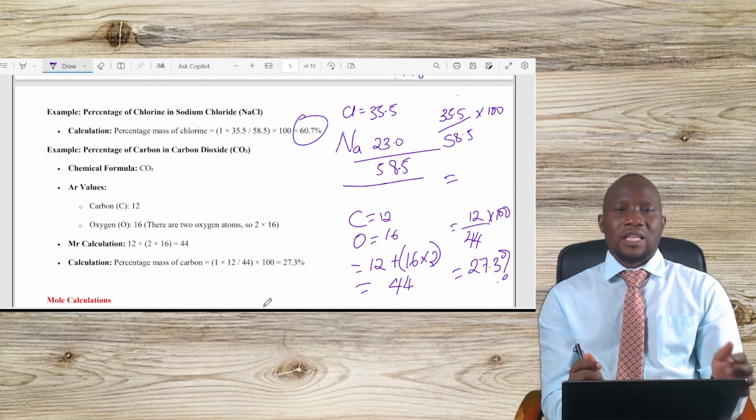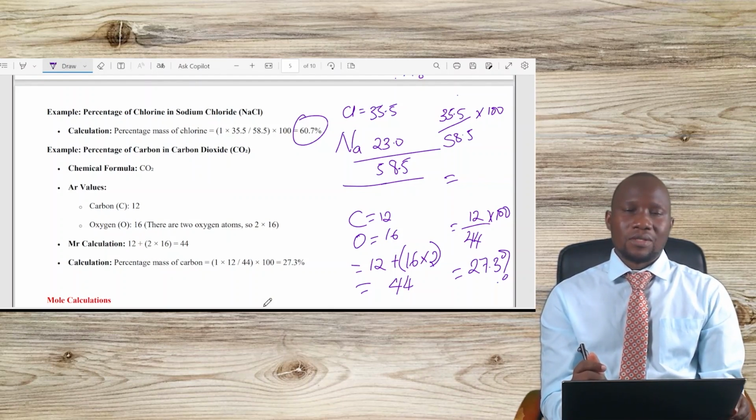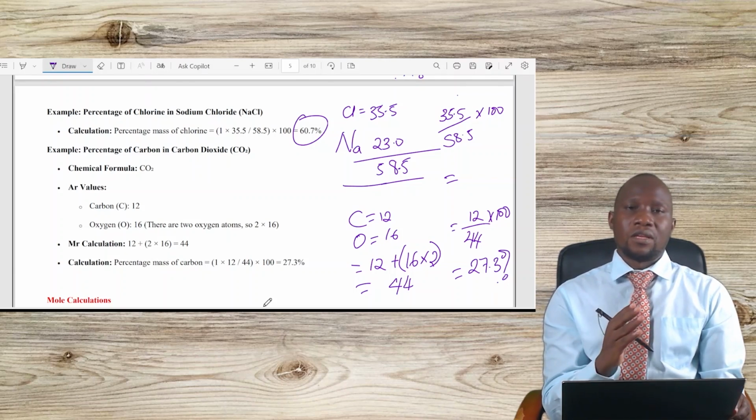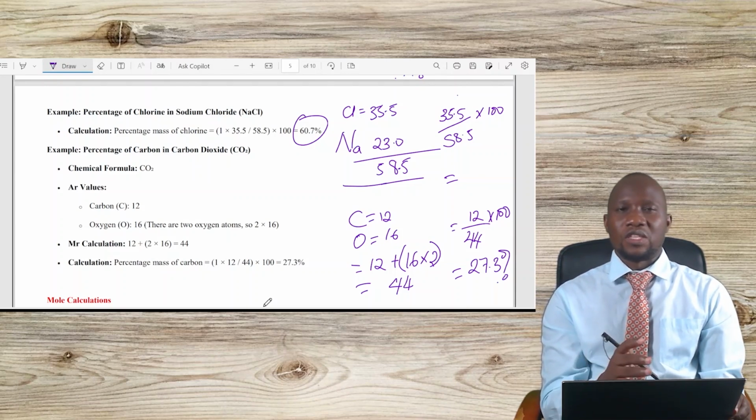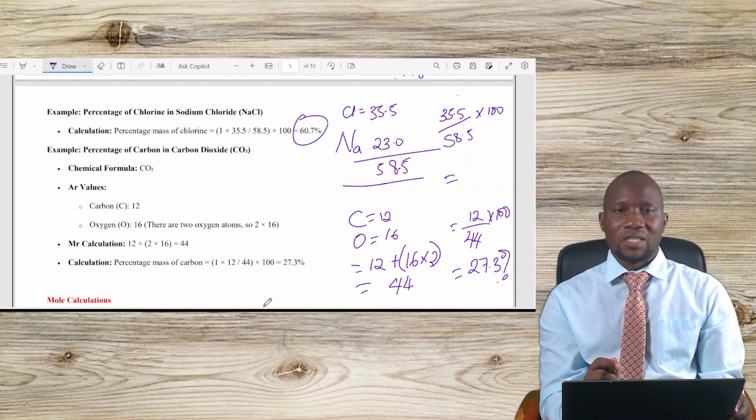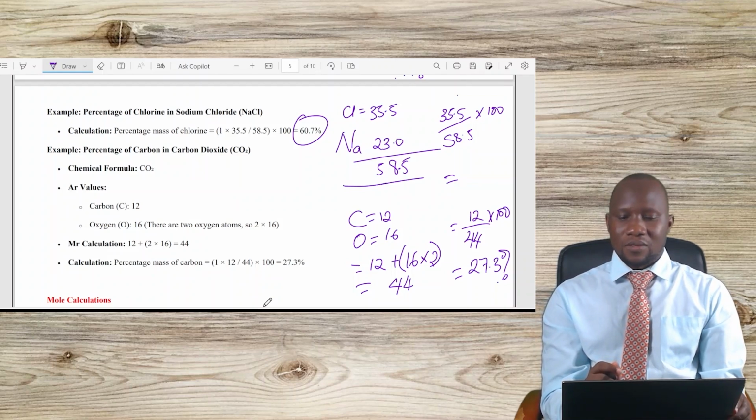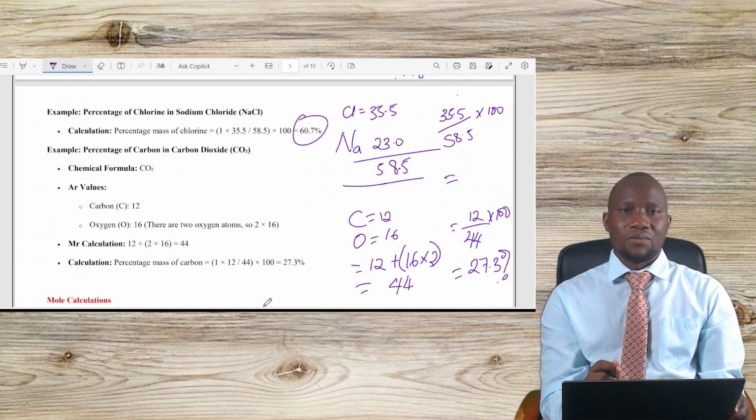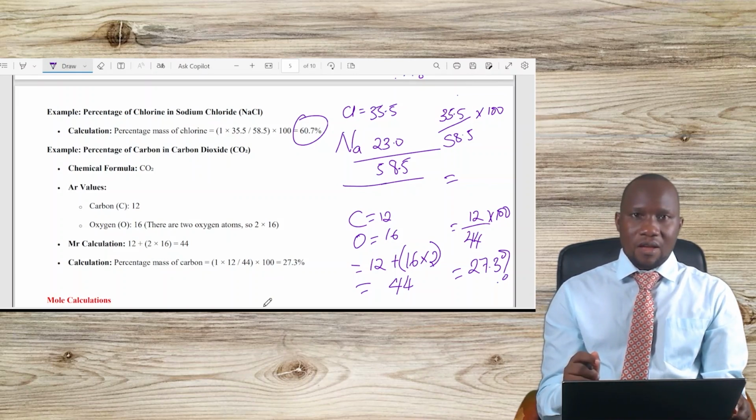So remember that the compound is formed when elements combine with a fixed proportion or a fixed ratio. Don't forget that concept. Okay, so that's where we can end. We shall look at other calculations after this.